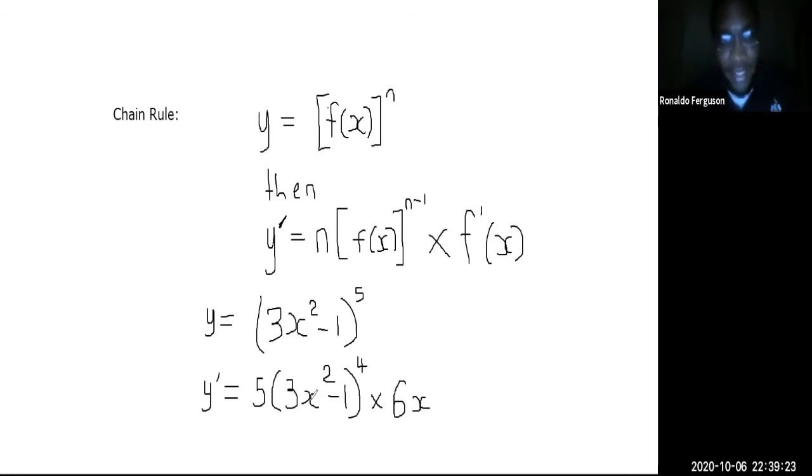And so that is y prime, and so we can go further to simplify it. 5 times 6x is 30x. So we get 30x times (3x squared minus 1) to the 4th power. Nice. So that is chain rule.